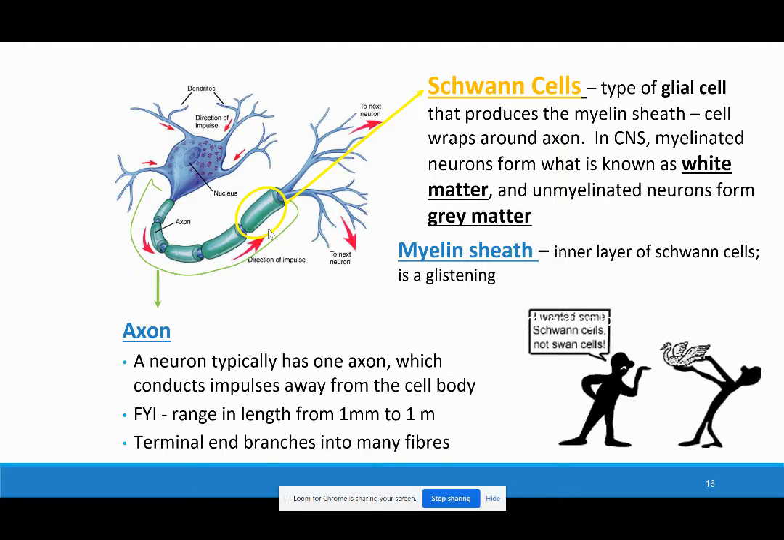Conversely, nervous tissue that has neurons that are unmyelinated, all right, will not have these Schwann cells, and that nervous tissue looks gray, so we call it gray matter. So your central nervous system, your spinal cord and brain, has both myelinated and unmyelinated neurons within it. So it's got both white and gray matter. Your peripheral nerves, okay, contain myelinated neurons. And you'll see what the significance of that is in terms of nerve transmission in detail a little bit later.